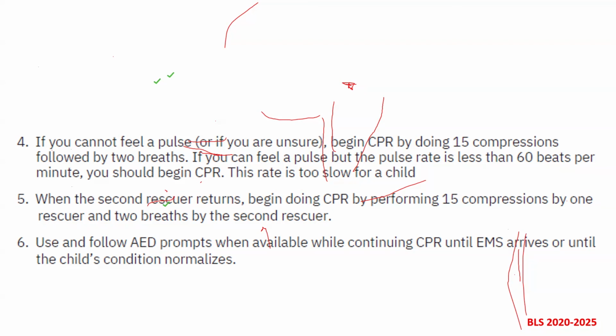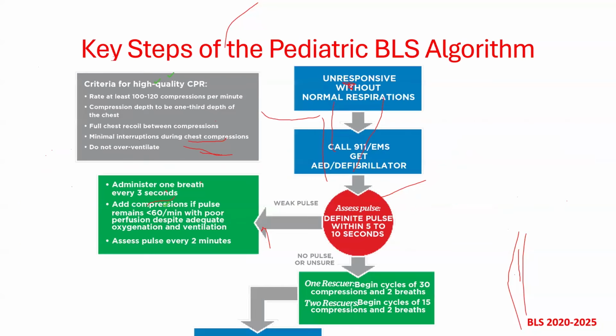When the second rescuer returns, begin CPR by performing 15 compressions by one rescuer and 2 breaths by the second rescuer. Use and follow AED prompts when available while continuing CPR until EMS arrives or until the child's condition normalizes. So these are all the steps of the pediatric BLS algorithm.